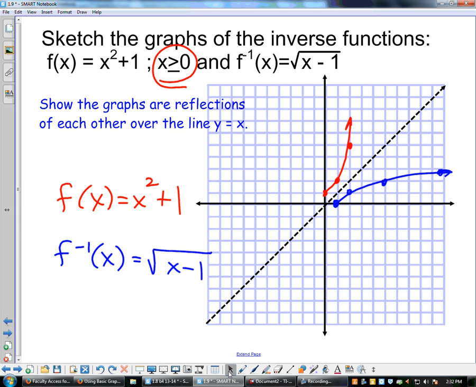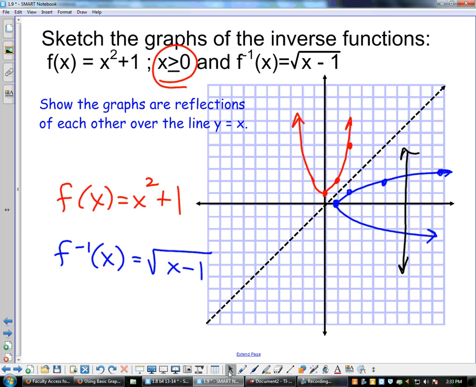Now, question for you. If we had kept the whole function here, instead of just taking x greater than or equal to 0, it would look something like this. If we were to reflect that function, what would we have over here? Wouldn't we have a full parabola over here? Yes. Well, that's fine, but what's the problem with that? Is this going to be a function? No. Why not? Doesn't pass the vertical line test, right?